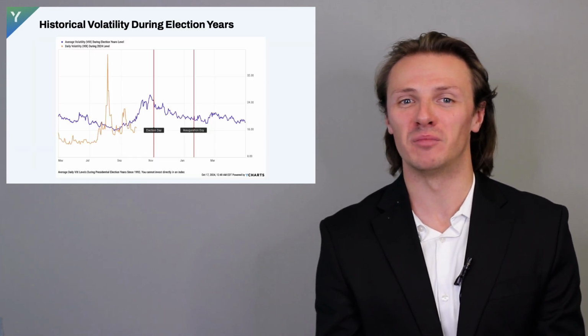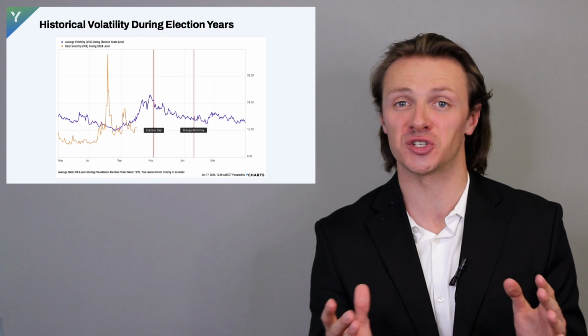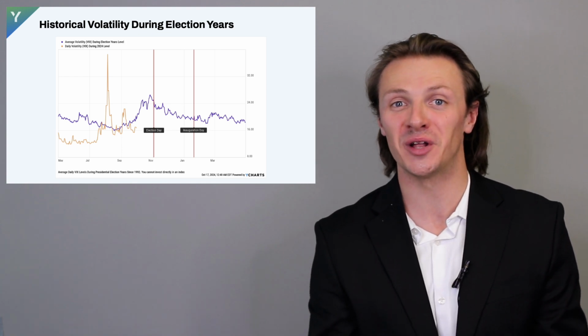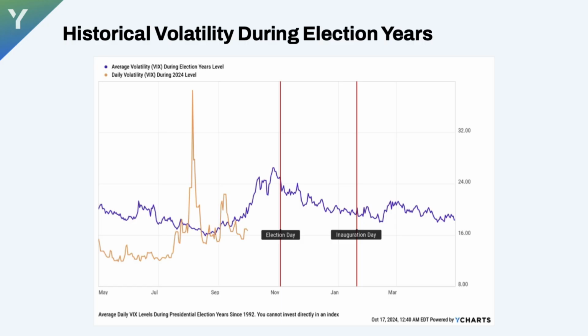Lastly, our chart of the moment from this quarter focuses on historical volatility during election years. This visual is from YCharts' election guide on how do presidential elections impact the market. The purple line illustrates average daily VIX levels during presidential election years since 1992, while the yellow line shows daily VIX values between May and September of just this year.